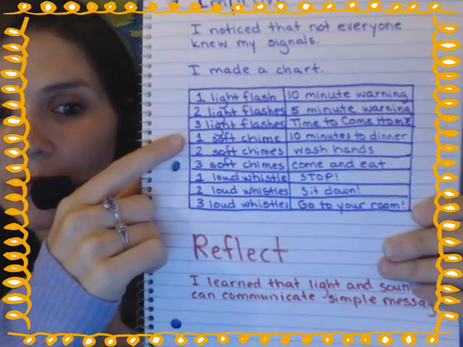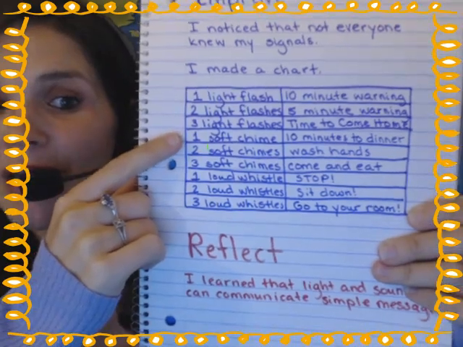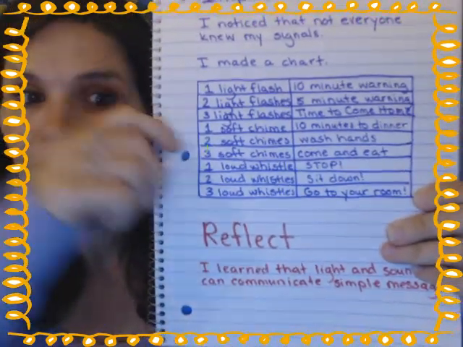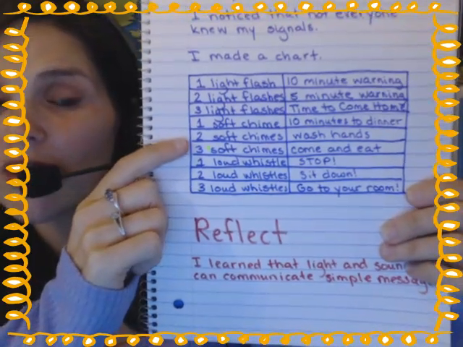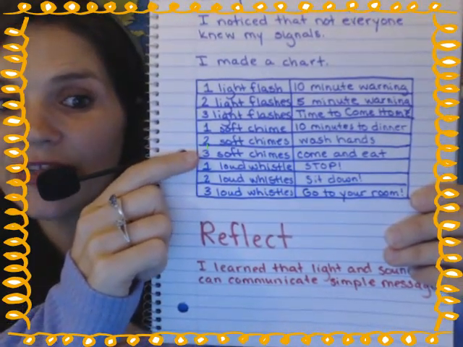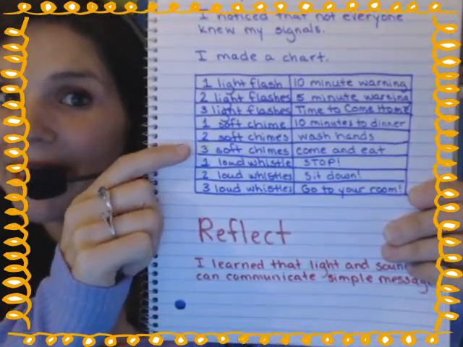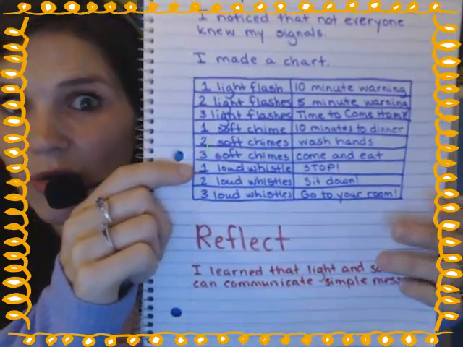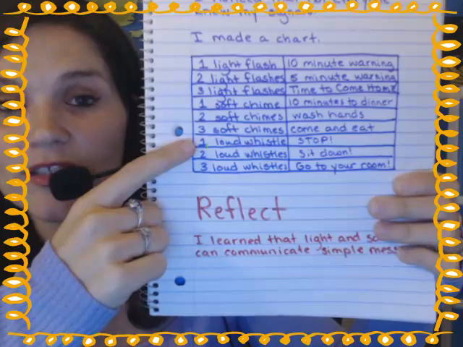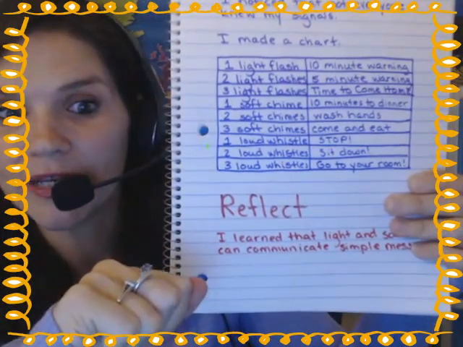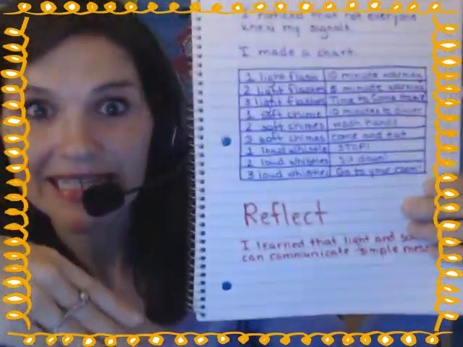For my bell, we used this for dinner time. 1 soft chime, 1 little ring, that means 10 minutes until dinner. 2 soft chimes meant to wash your hands, and 3 soft chimes meant to come and eat. Dinner was done. For that whistle, remember that whistle is, I need your attention now. 1 loud whistle means stop whatever you're doing. 2 loud whistles means sit down.